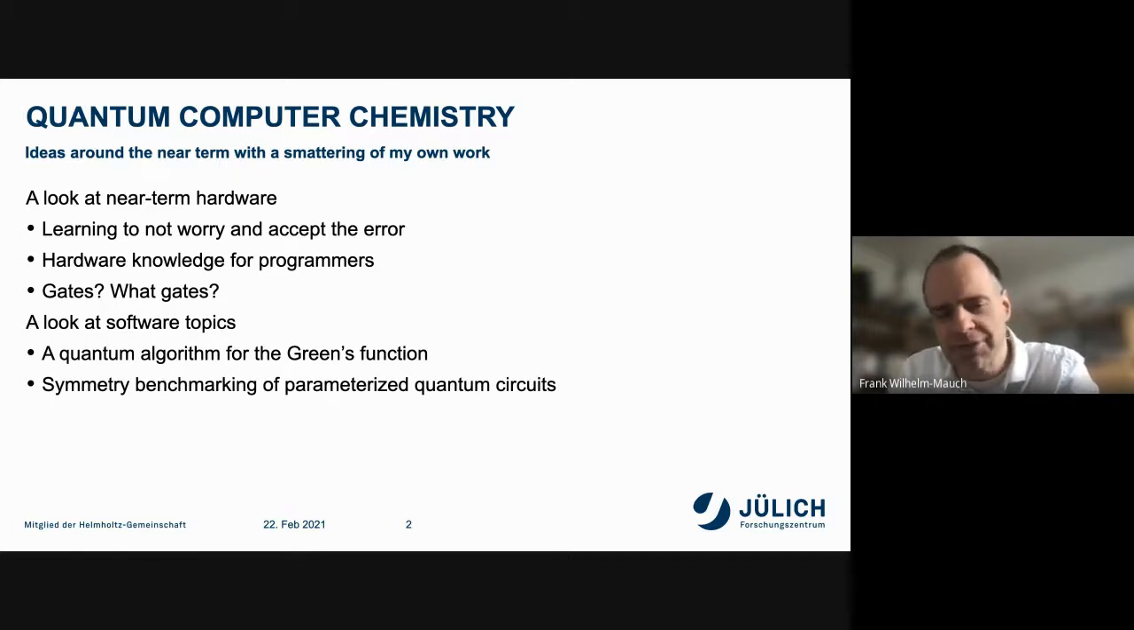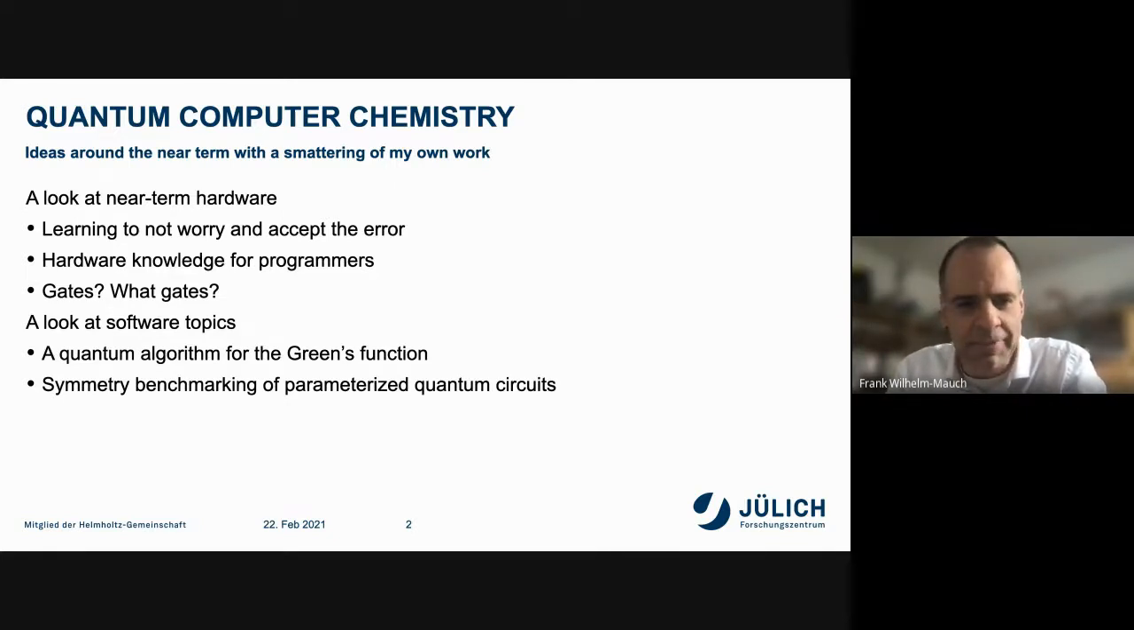And what is important to distill from the huge information about hardware, specifically what's the big deal with errors. What are things where, as a programmer, you see the hardware constrictions, and then I have a bit of a proposition on the gates that we should use when looking at typical near-term chemistry problems.